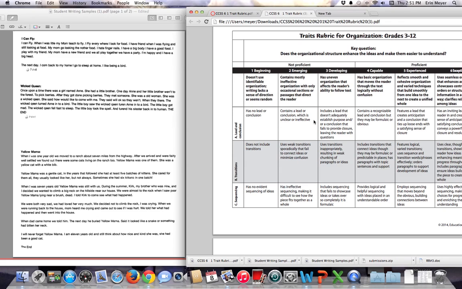I can fly. When I was little, my mom teach to fly. I fly everywhere I look for food. I have friend when I was flying and still looking at food. My mom go looking the nother food.